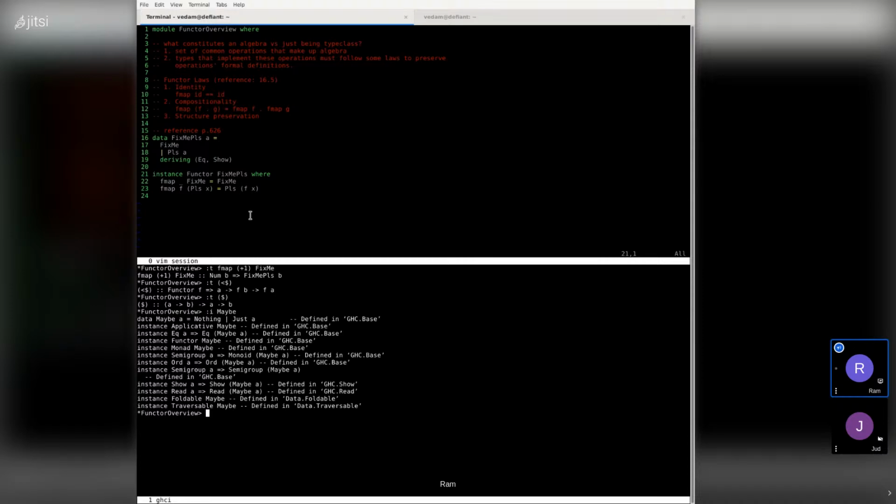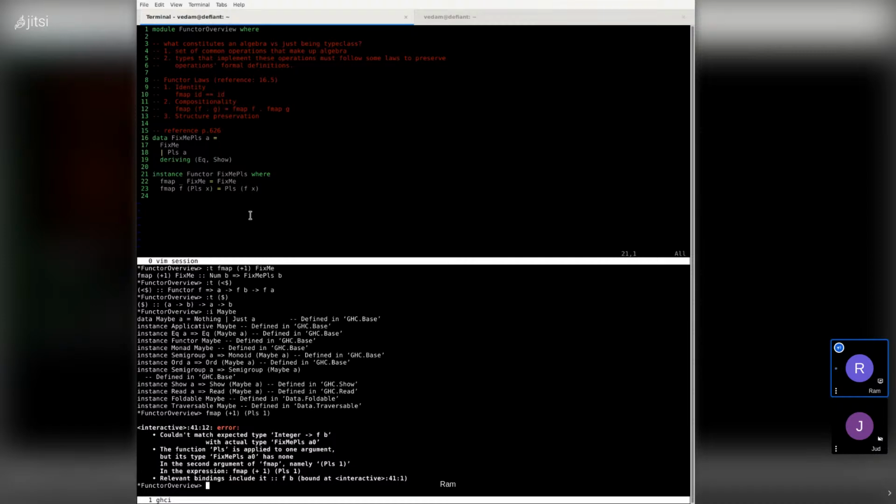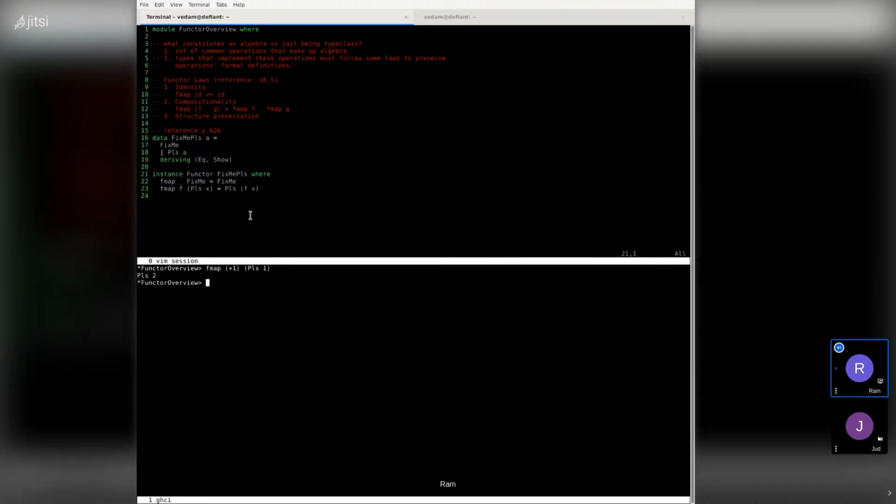We have identity, we have compositionality, and we've already seen structure preservation, because I can do this and pass in, sorry, I have to go and reload this. My apologies. Okay, and if I run this, we can see that we're preserving the structure. We passed in a fix me please instance, and we're returning another fix me please. So please one is a fix me please, and now please two is also a fix me please. We can see that they're all of the same type information.